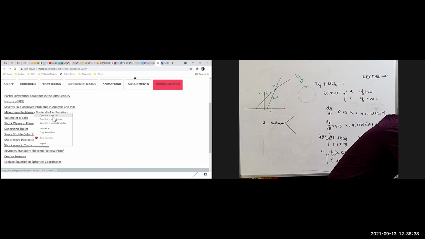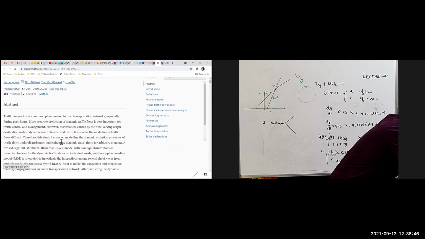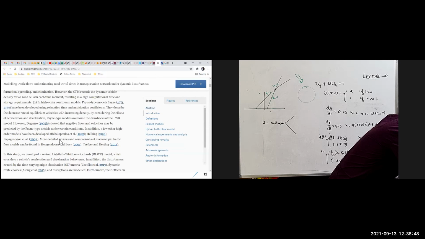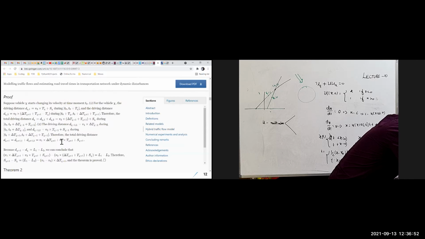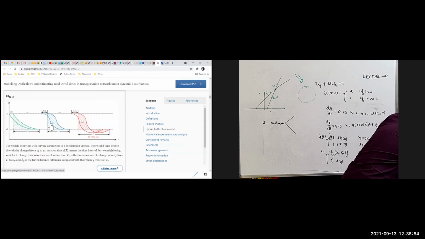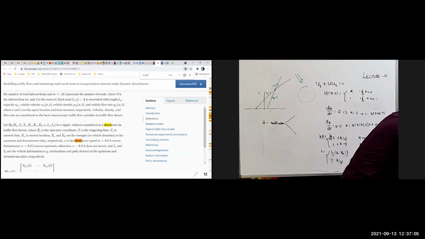One more paper. This is in the traffic flow, because the Burgers' equation we derived from the traffic flow model, right? So here also you can see the shock wave interactions. In this paper also they have mentioned shock waves, so you can check it. This paper completely discusses what the shock waves occurring here are, etc.